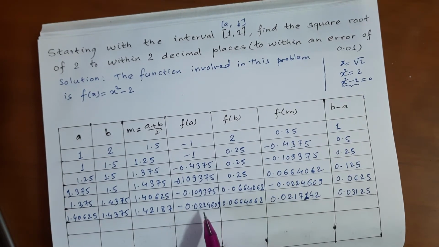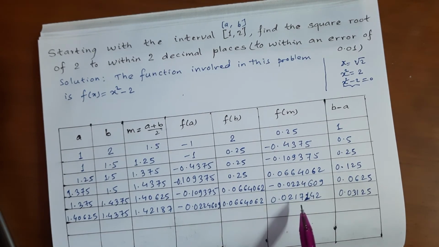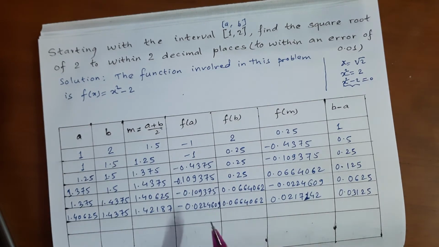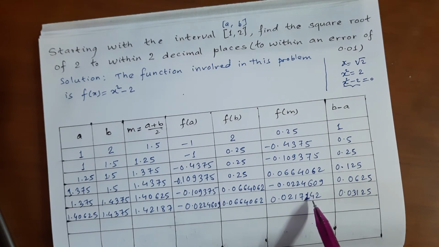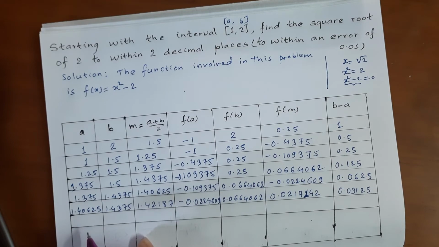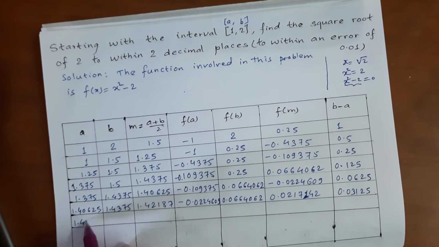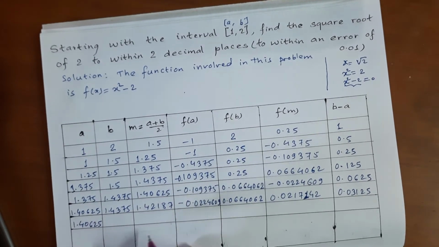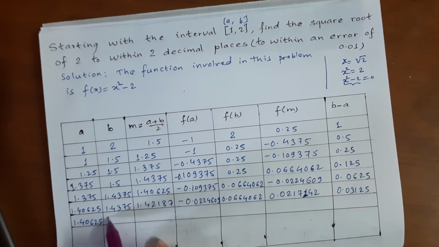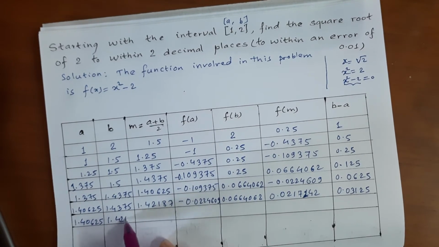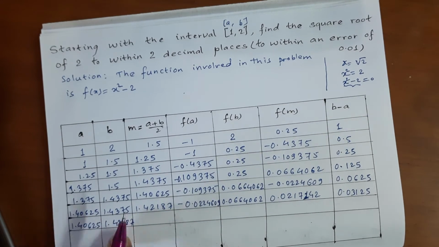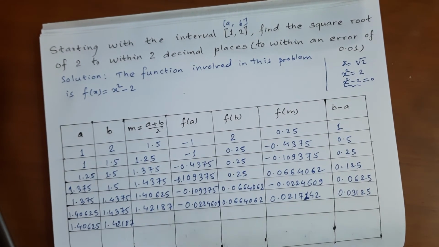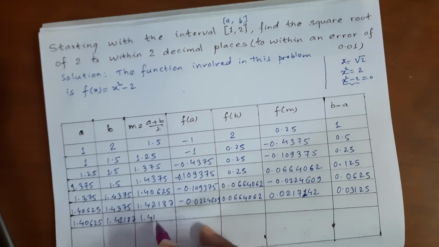And in this what we can see is FA and FM have opposite signs, so we can take this A as the first point and then M as the last point, okay. So now let's take this A as the first point, 1.40625, and this M as the second point, 1.42187, and let's find the midpoint of this. That will be 1.40625 plus 1.42187 equals this much, and then divided by 2, that will be 1.41406.